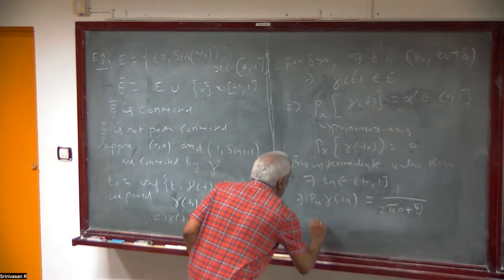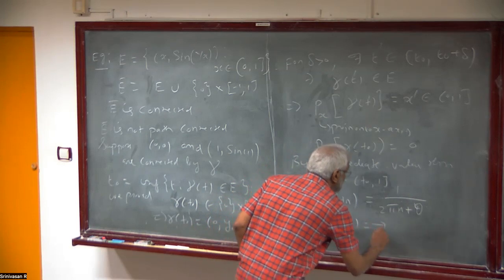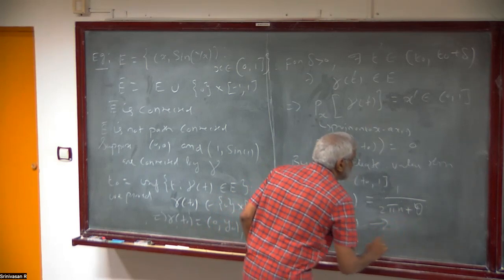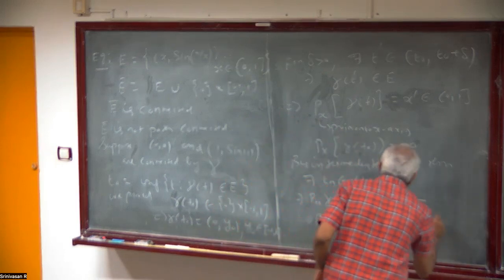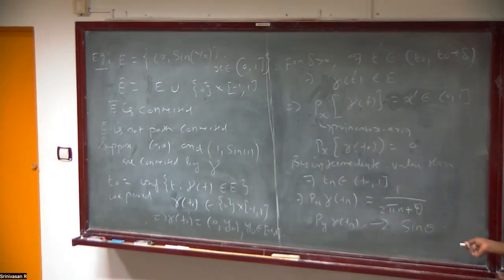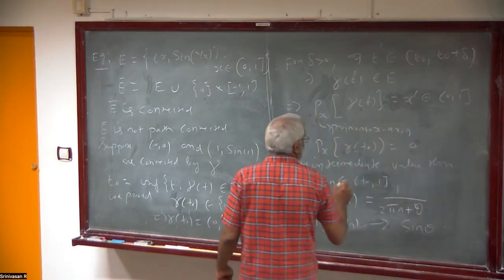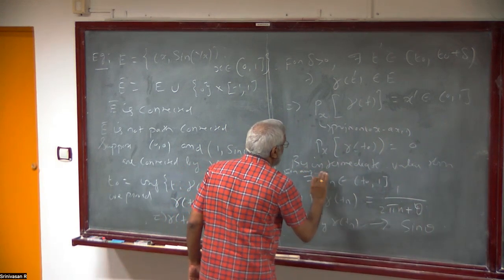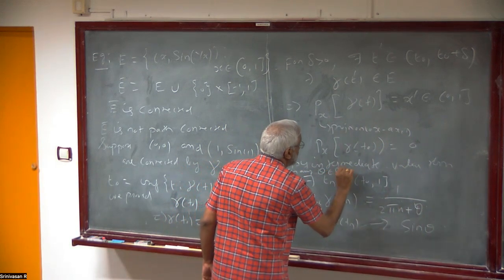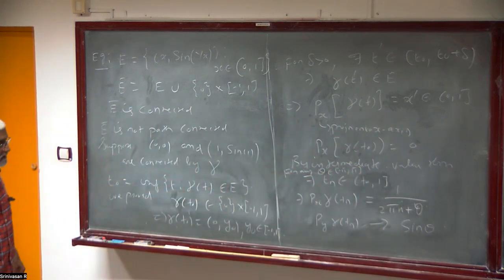So in particular, Py of gamma of Tn will go to sin theta. Take 1 by this, it will go to sin theta. This is for all theta, this is possible. Okay, for any theta, there exists Tn for any theta, theta in maybe minus pi to pi, or 0 to 2 pi. So this is true.